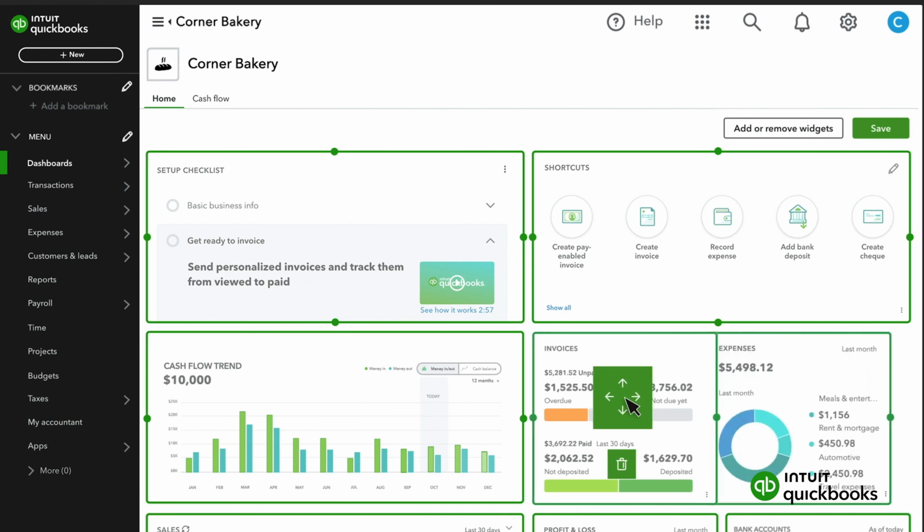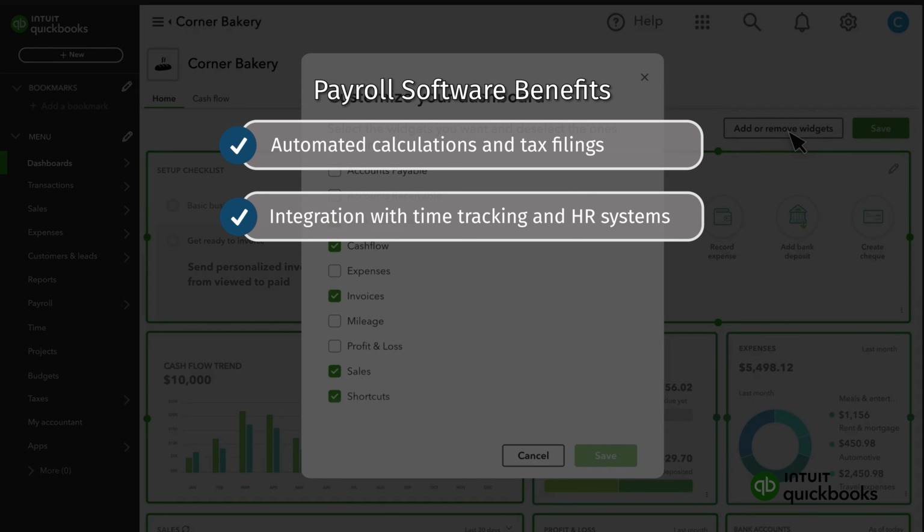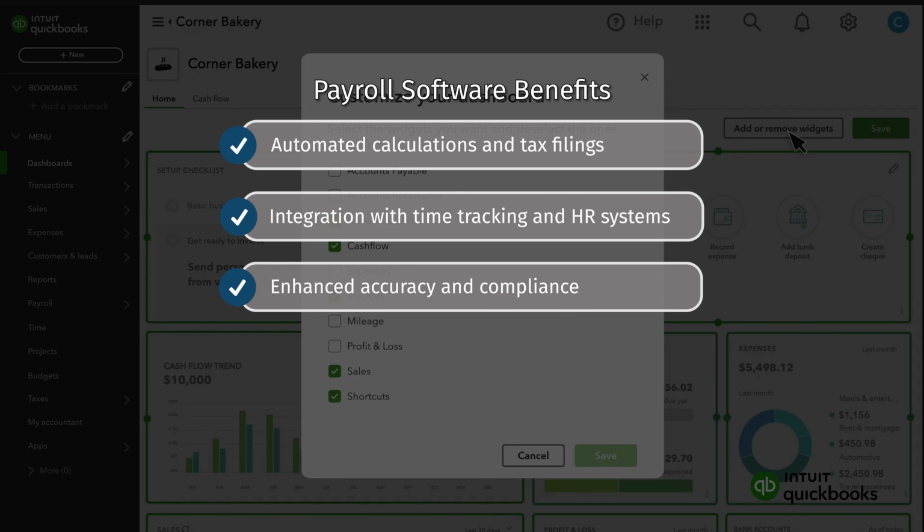Benefits of using payroll software include automated calculations and tax filings, integration with time-tracking HR systems, enhanced accuracy and compliance, real-time reporting analytics, and employee self-service portals for easy access to pay stubs and tax documents. QuickBooks Payroll in particular offers all of these benefits with its comprehensive tool suite.